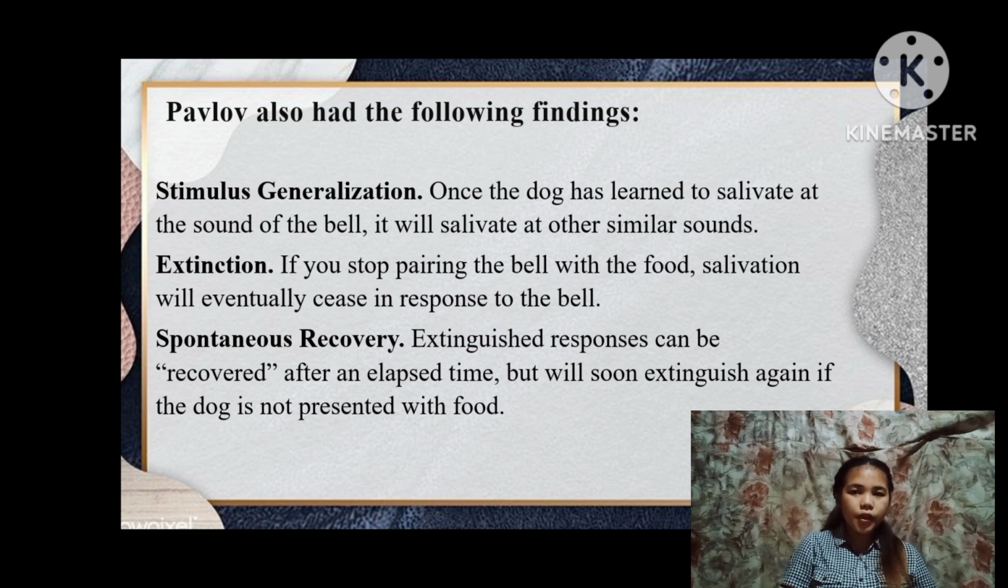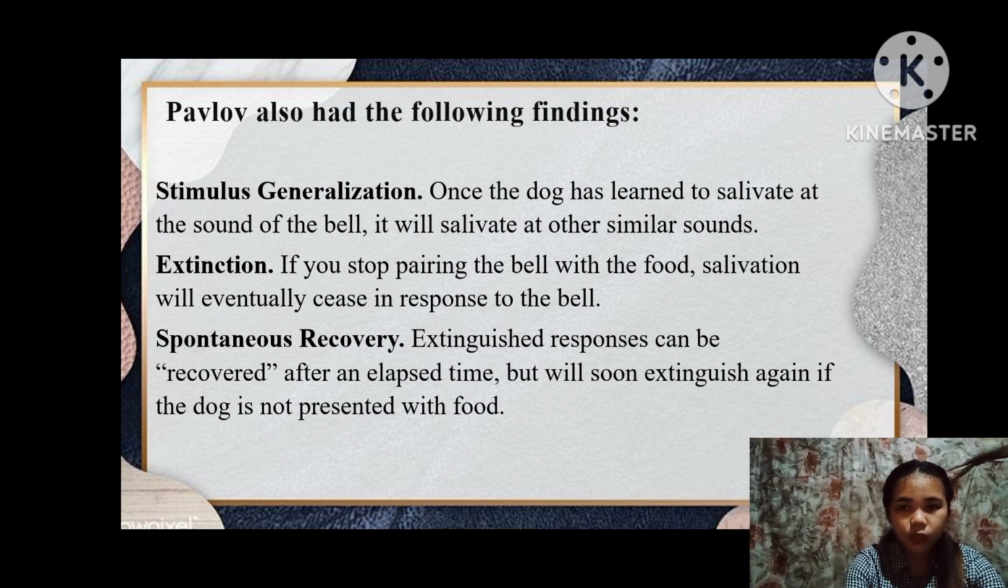Extinction. If you stop pairing the bell with the food, salivation will eventually cease in response to the bell. So if we stop pairing the bell and the food, the conditioned response of the dog returns to neutral, like what I said about before conditioning, where we receive no response at all from the dog. The learned behavior becomes less frequent or stops, because we stopped pairing the bell and food. The dog returns to its before-conditioning state, with no response or reaction.